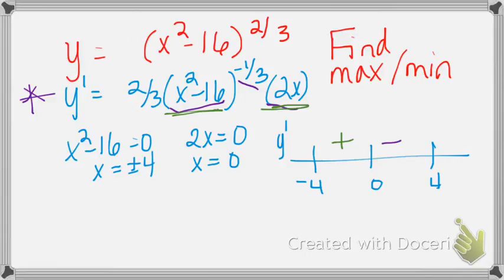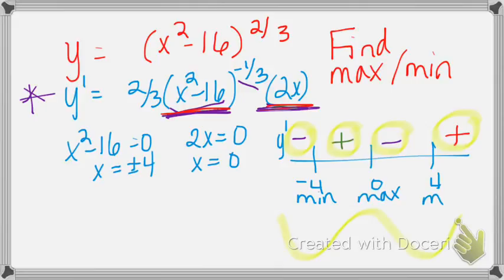Plug in a 5. 5 plugged in here is positive and positive here, so that would be positive. And lastly, a -5, -5 in here is positive, -5 here is negative, so that would be negative. Now, this means that f of x decreases, then increases, then decreases, and then increases. That means that we have a minimum at -4, a maximum at 0, and a minimum at 4.